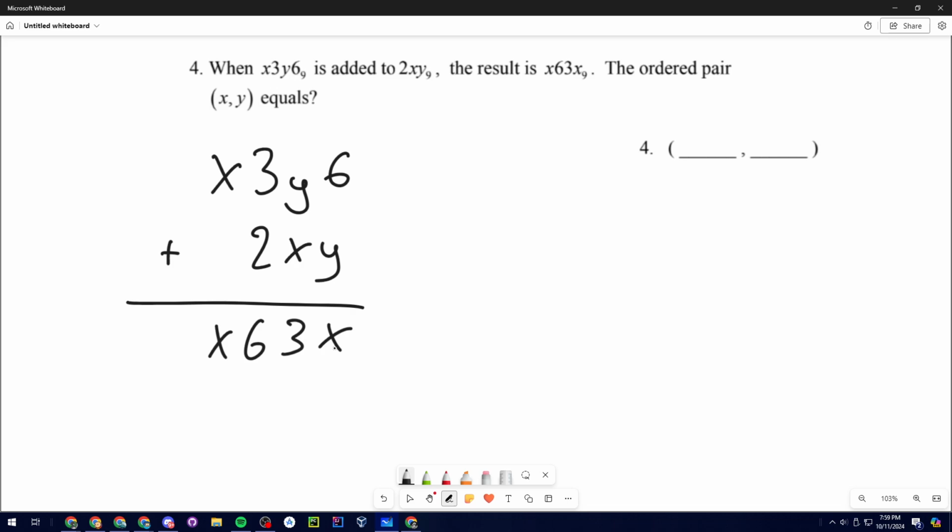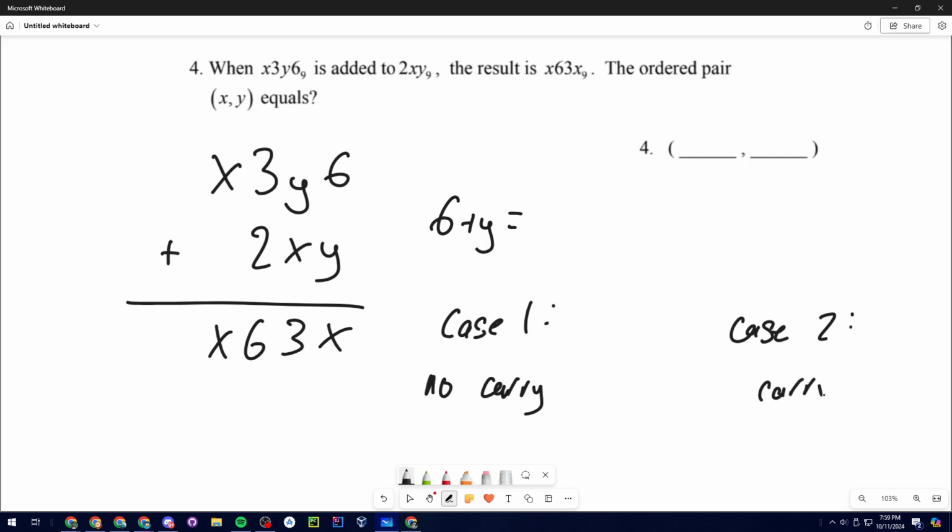Okay. So, time to do the problem. So, when you're adding columns, you gotta treat it like a little addition problem. So like 6 plus y, y plus x, 3 plus 2, whatever, right? So, you have 6 plus y. You have the case 1, where you carry over, right? Or I'll say no carry. You have case 2, where you carry, right?